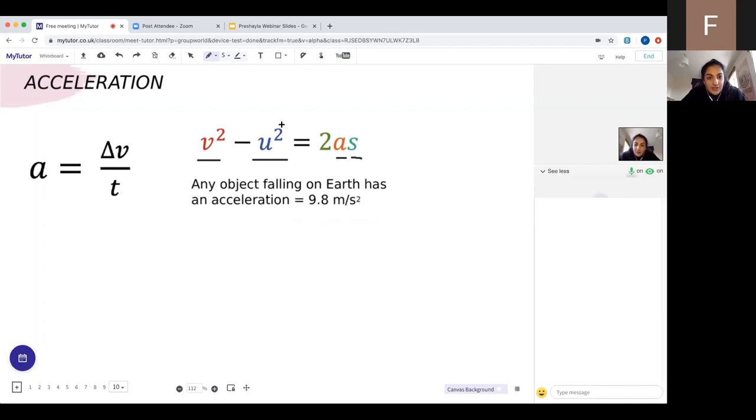So two equations that you can use to work out acceleration, depending on what information you've been given in the question. So if you've only been given two speeds and a time, you need to work out acceleration using this equation. If you've been given a displacement and a final velocity and an initial velocity, you use this equation. So it depends really if you're given a time or if you're given a distance.